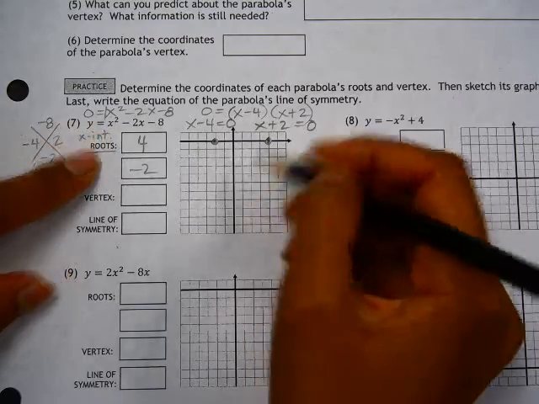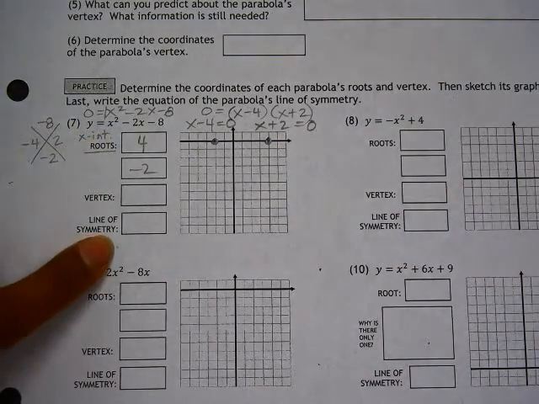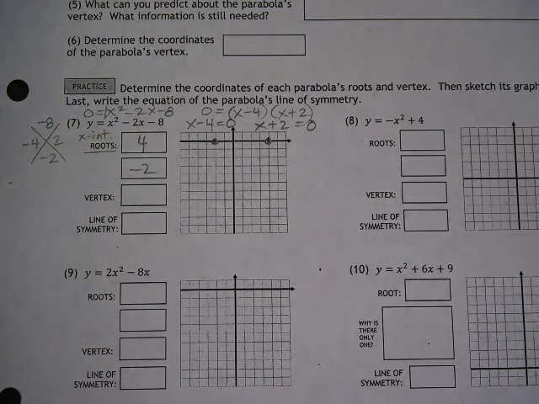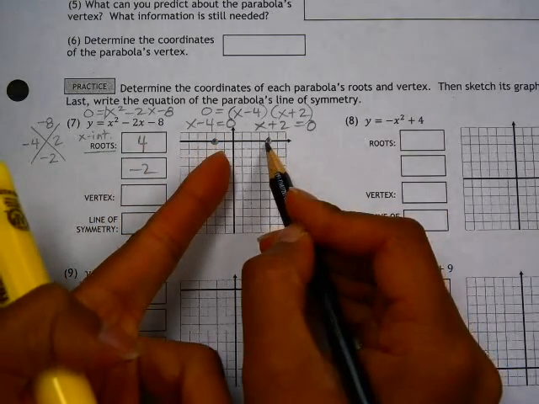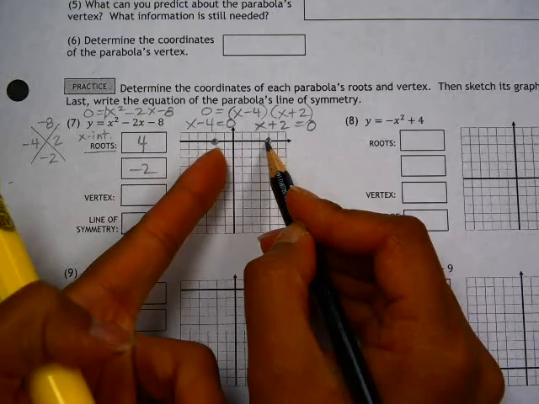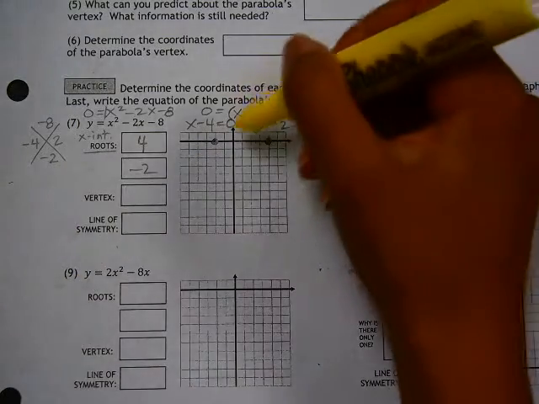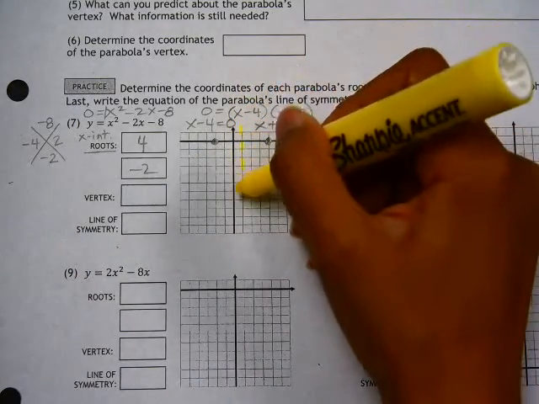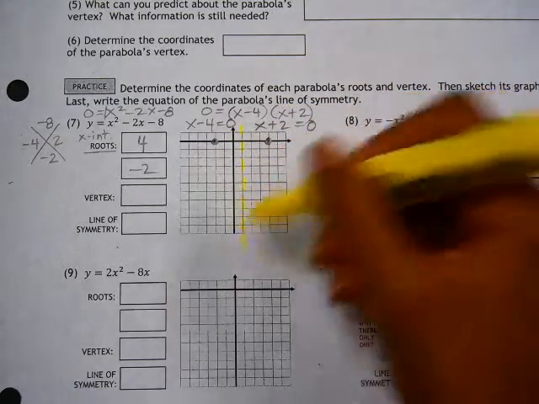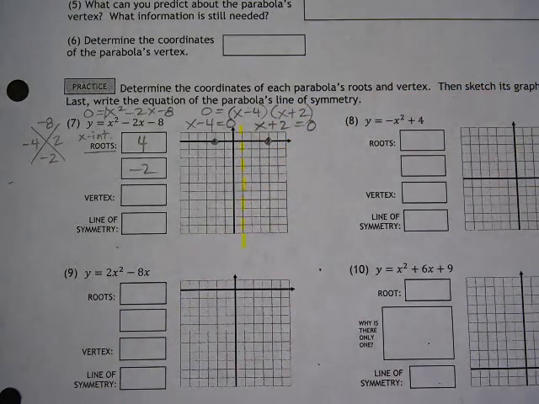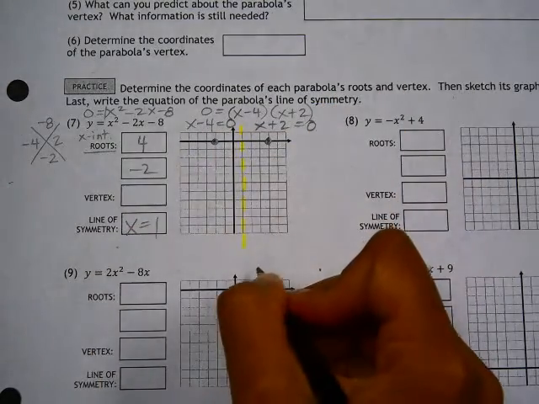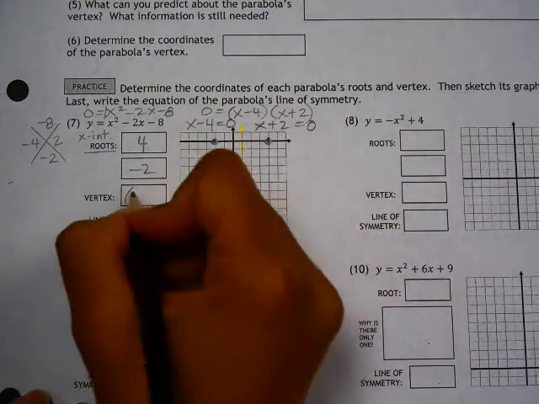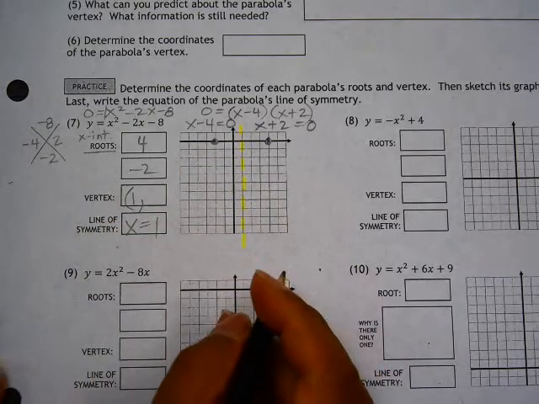where the vertex is. The line of symmetry we know is always halfway between the roots, or if you take the average of these two roots, you can get the x value of the vertex. You can see that the line of symmetry should be right there when x equals +1. That's the equation of that line. So I know that the x value of the vertex is also going to be 1.